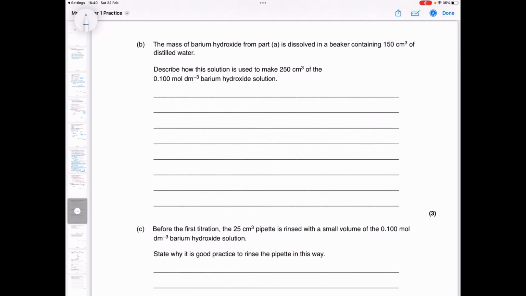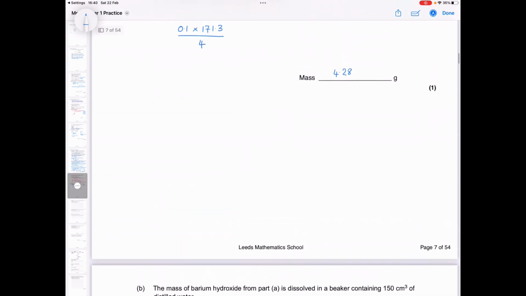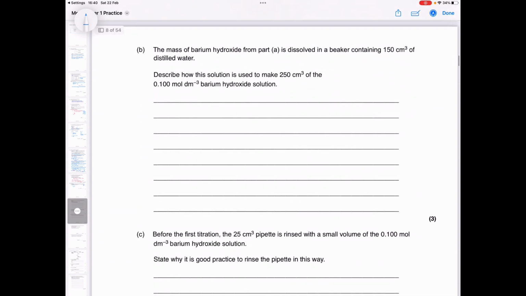Part B, the mass of barium hydroxide from part A. Okay, so mass 4.28 grams. I'm just going to write that there so I can't forget. Is dissolved in a beaker containing 150 centimetres cubed of distilled water. Describe how this solution is used to make 250 centimetres cubed of the barium hydroxide solution. So this is about how to accurately make a volumetric solution.